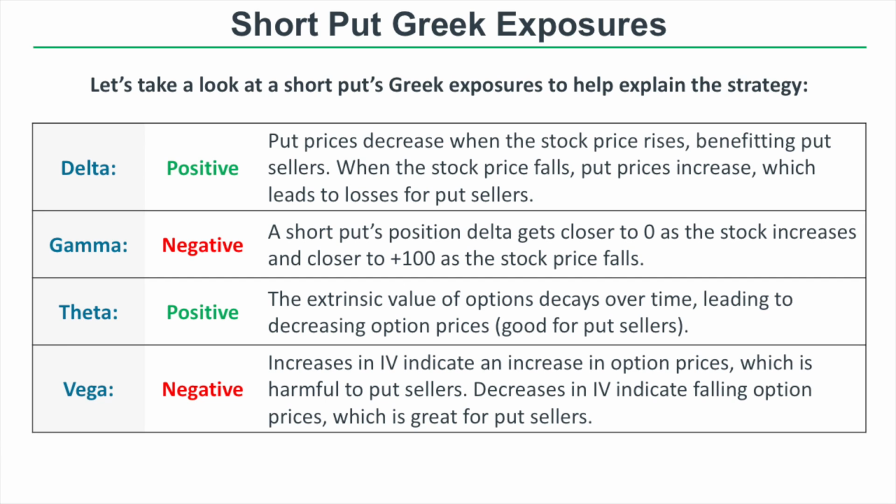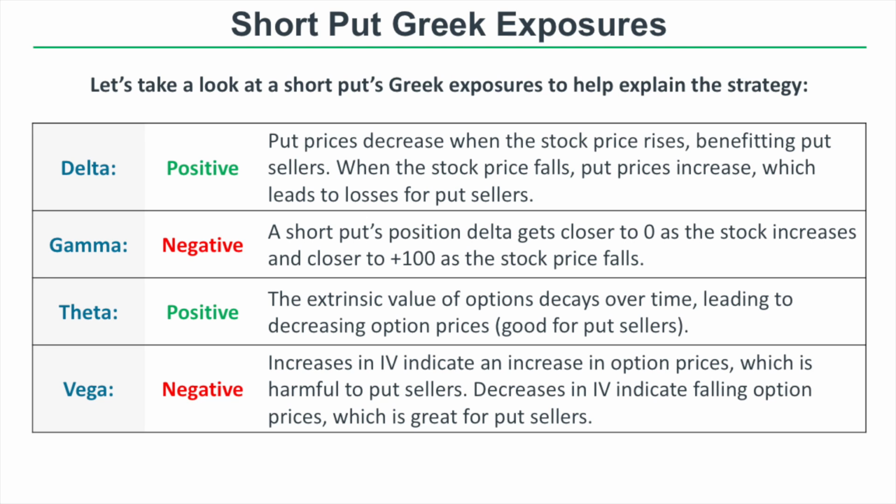Now in regards to theta, a short put position has positive theta. That means as time passes, the extrinsic value of that put is going to be decreasing over time, leading to lower and lower option prices. Since you're short a put and you want a put's price to decrease in value, as its extrinsic value decays away through time, you'll be profiting just from the passage of time because that option's price is going to be decreasing as time passes, all else being equal.